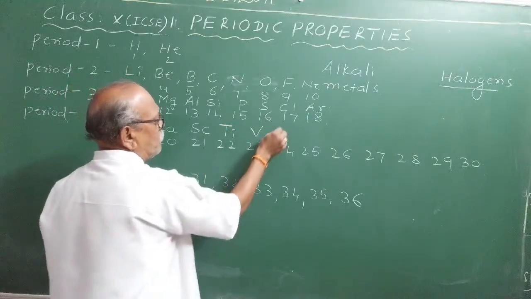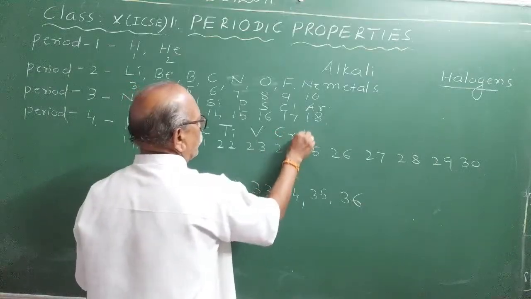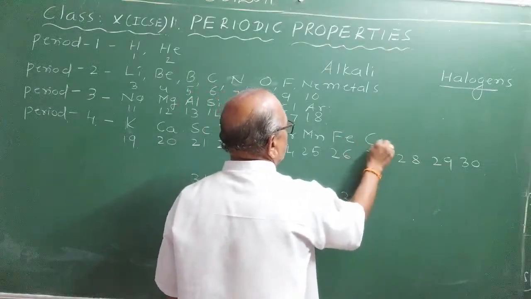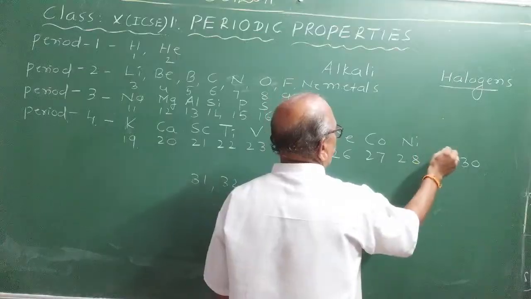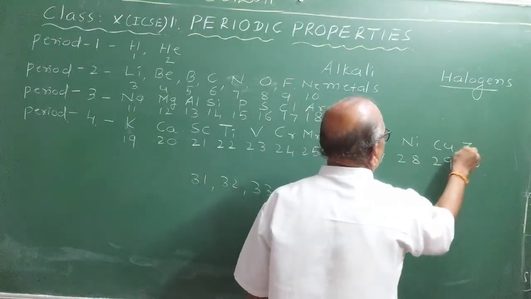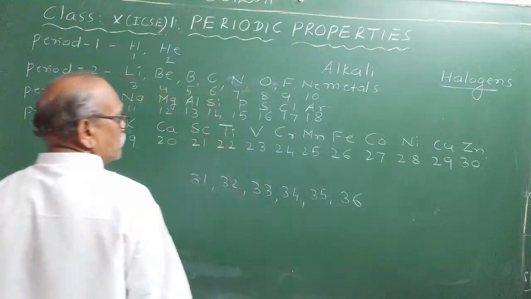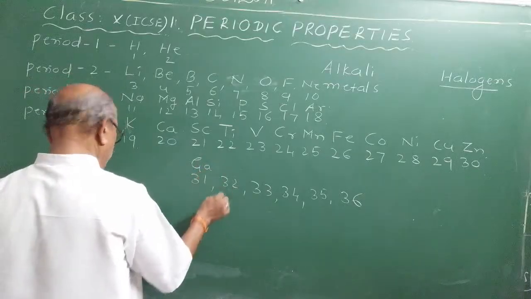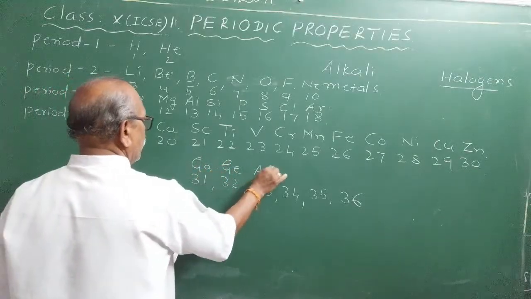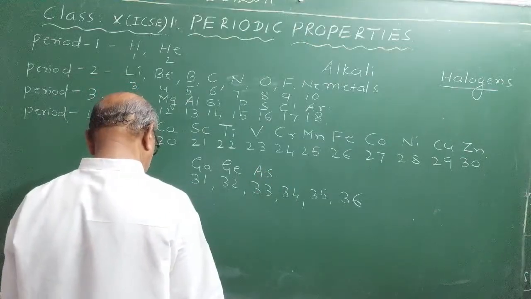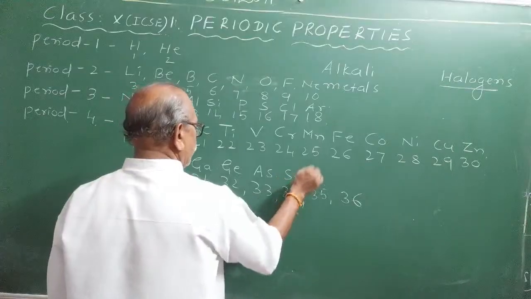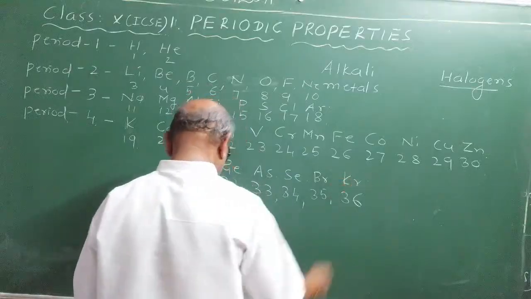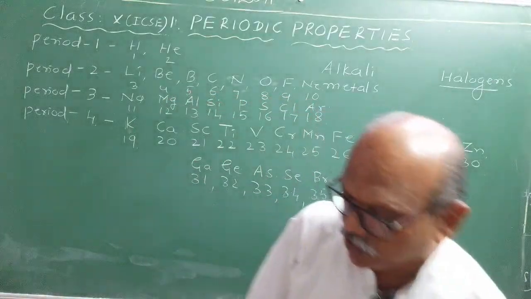23, 24, chromium. 25, manganese. 26, iron. 27, cobalt. 28, nickel. 29, copper. 30, zinc. Next, P block starts. 31, element with atomic number 31 is gallium. 32, germanium. 33, arsenic. And 34, selenium. 35, bromine. 36, krypton. Only up to these elements you have to make perfect.